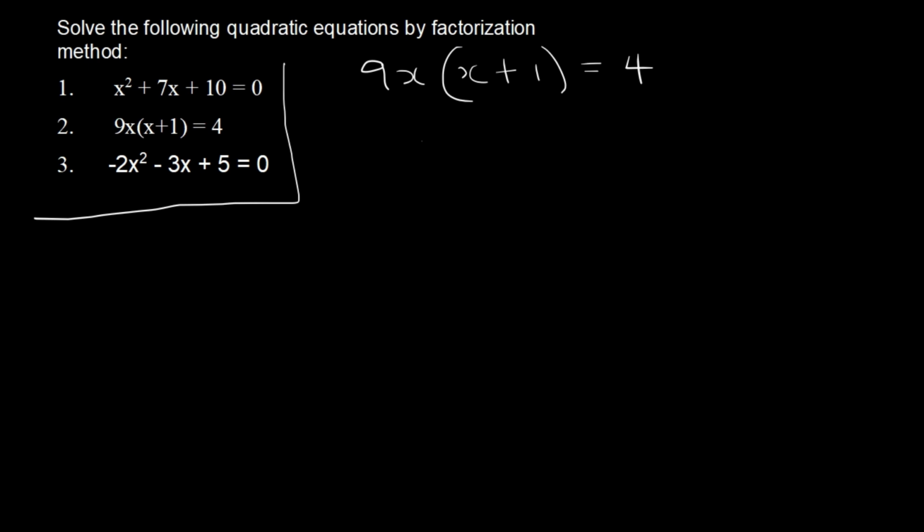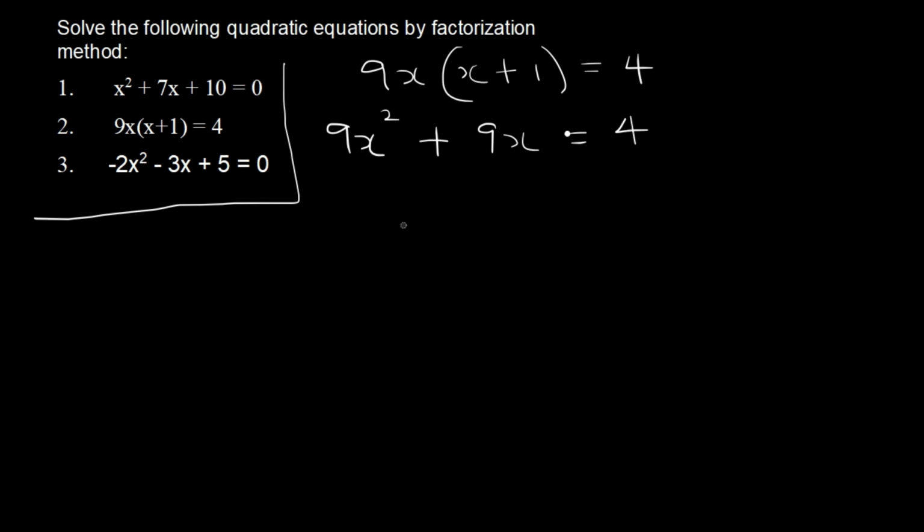And the second question, now the first thing we have to do is to open up the brackets. So when we multiply with 9x, we have 9x times x to be 9x squared plus 9x times 1 is 9x, and everything is equal to 4.